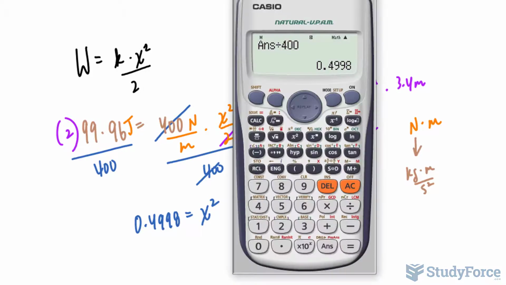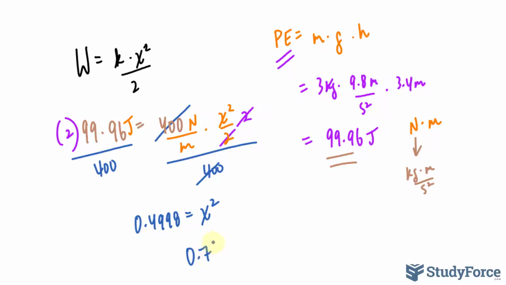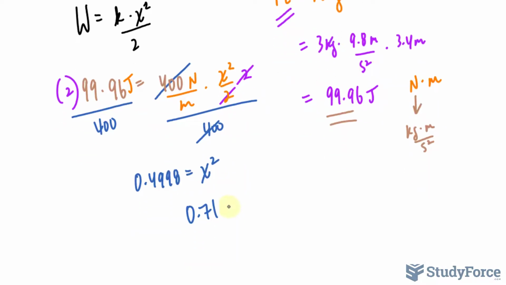We square root both sides to get rid of that squared value. We get 0.7069. Now, to the correct number of significant figures, we should only have two significant digits. So 0.71 is the correct representation, and the units are in meters. Now, of course, when you square root a value, you get a negative, right? You get negative 0.71 and positive 0.71. We're going to ignore the negative version because it doesn't make sense in this question.